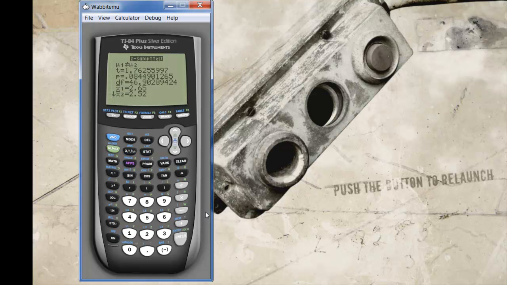And then for the confidence interval, stat tests, two-sample t interval. Everything's already in there. The only thing that might change is the confidence level. That was 95. And we'll calculate. And then there's the confidence interval. I think when I did that by hand, I got minus 0.0185. But again, there's a little bit of rounding in there.